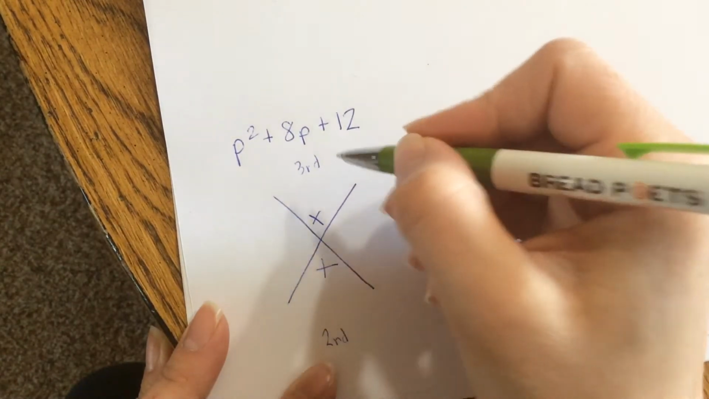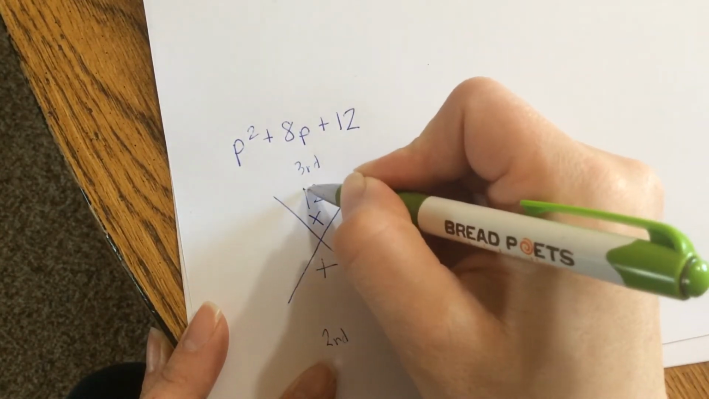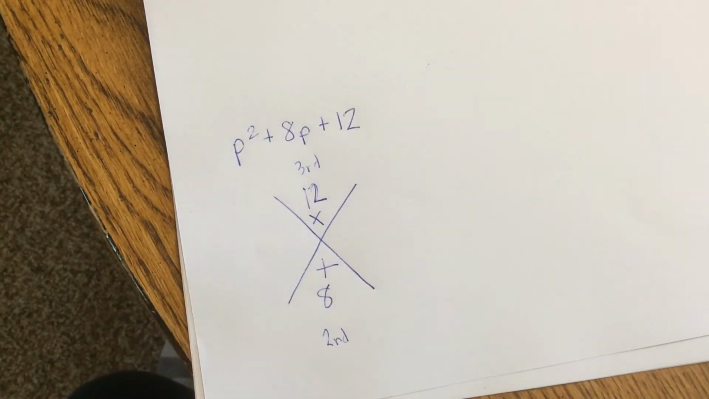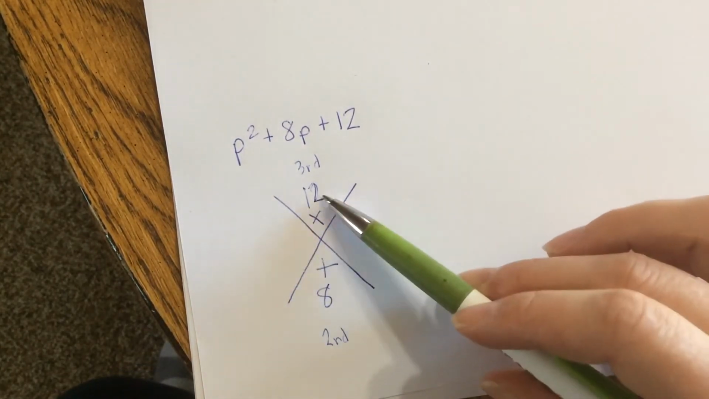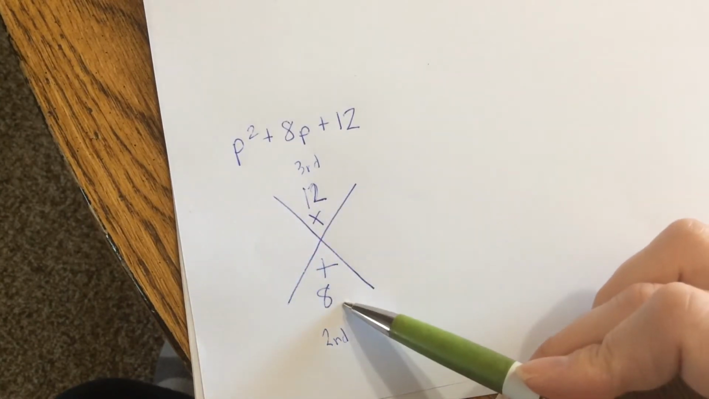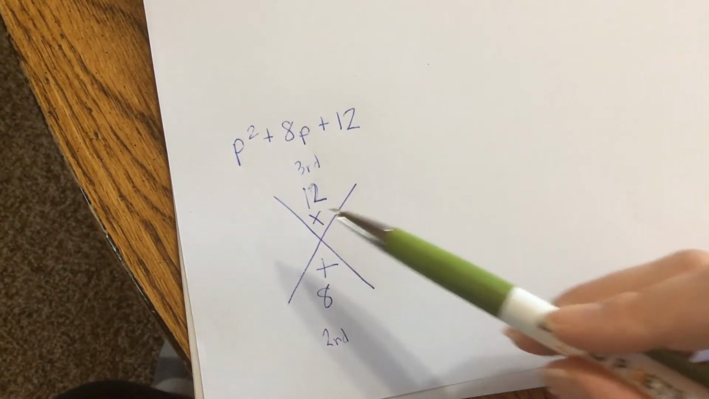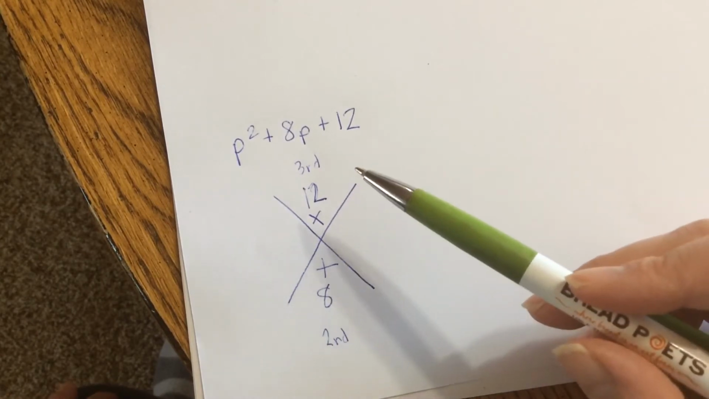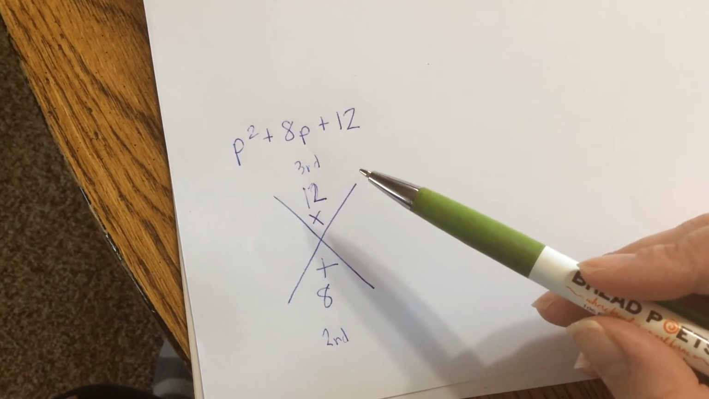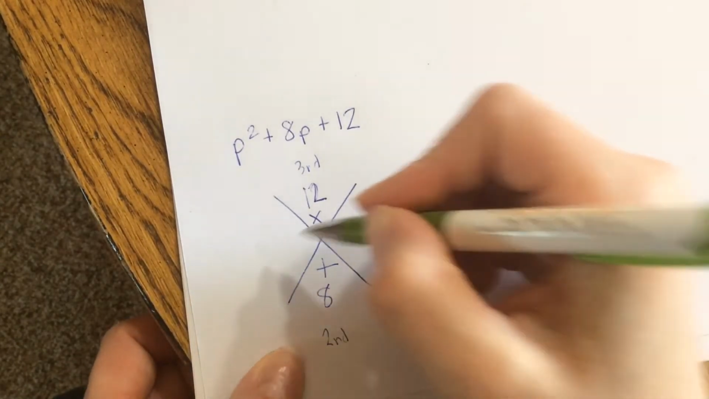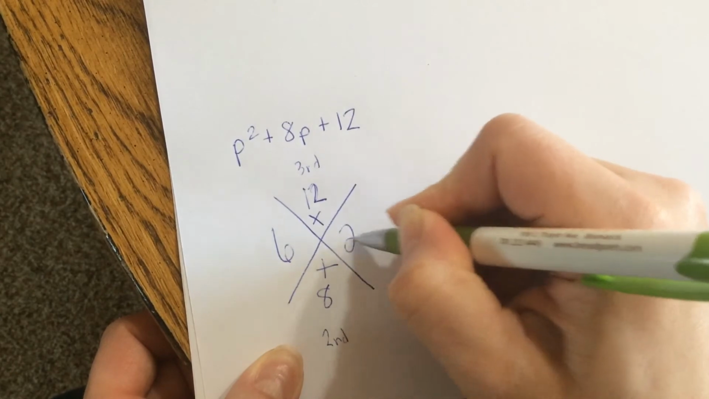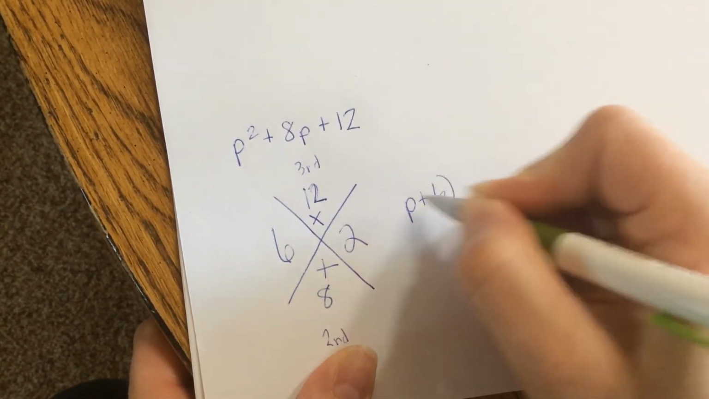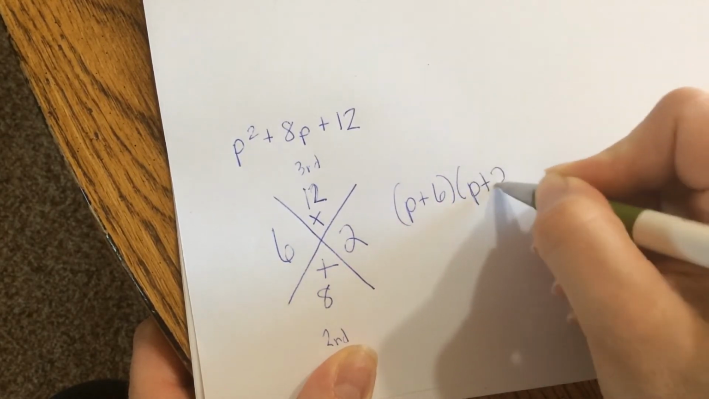Our third term for this problem is 12, and our second term is 8. So what I'm looking for is two numbers that multiply together to get 12, but add to get 8. When I think through the multiples of 12, I have 1 and 12, but they total 13. I have 3 and 4, but they total 7. And I have 6 and 2, which total 8. So I know it's going to be 6 and 2, giving me the factors of p plus 6 times p plus 2.